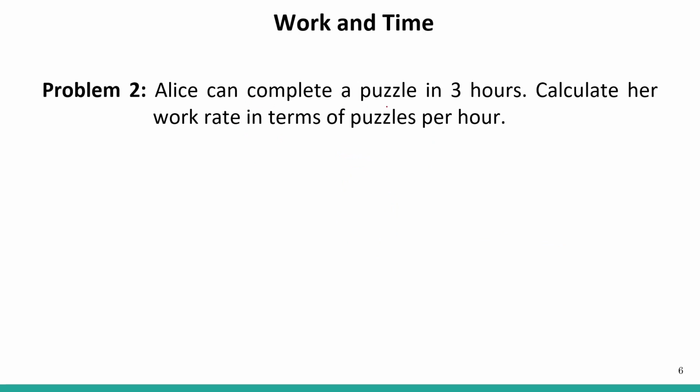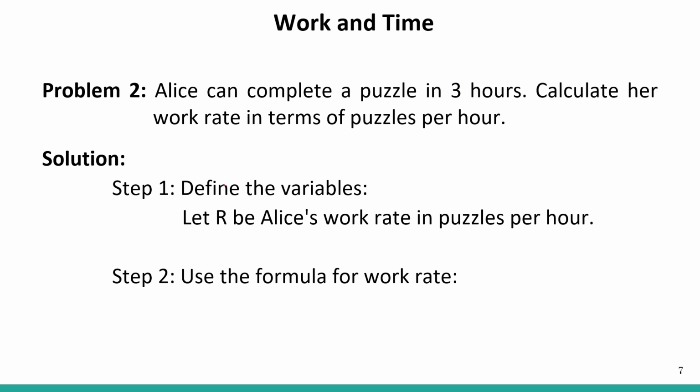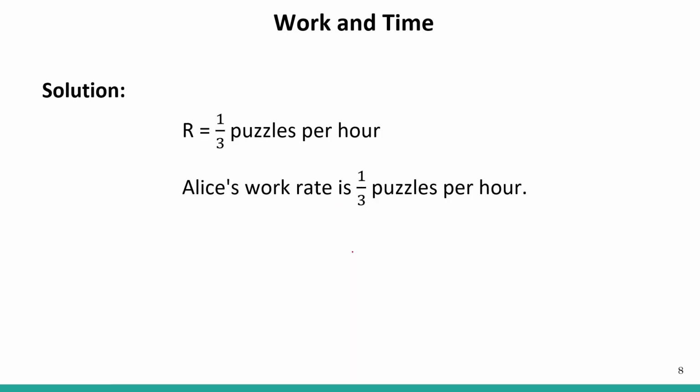If Alice can complete a puzzle in 3 hours, calculate her work rate in terms of puzzles per hour. Alice takes 3 hours to complete one puzzle. Defining the variables, R is Alice's work rate in puzzles per hour. Using the formula for work rate, R is equal to 1 by 3 puzzles per hour, which is equal to number of puzzles by number of hours. So 1 by 3 puzzles per hour.